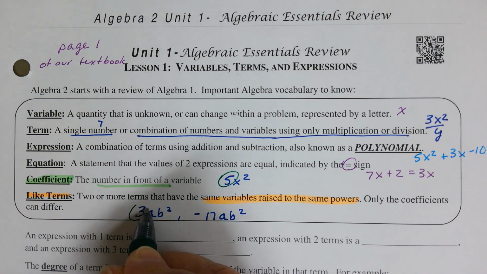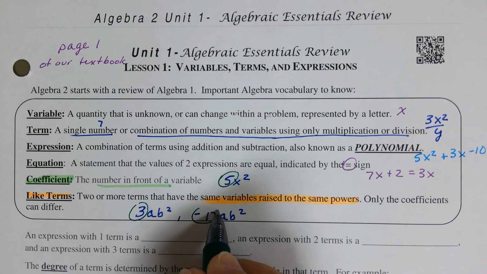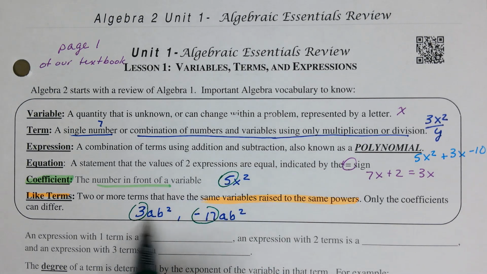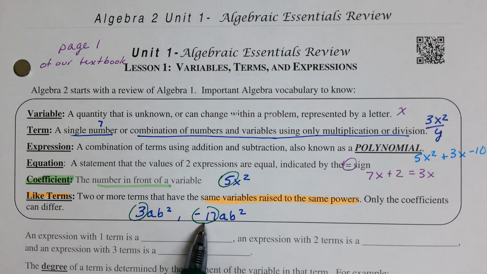To combine like terms, you simply combine the coefficients and carry along the same variables and powers. I circled the 3 because that's the coefficient, and the negative 17 is the coefficient.